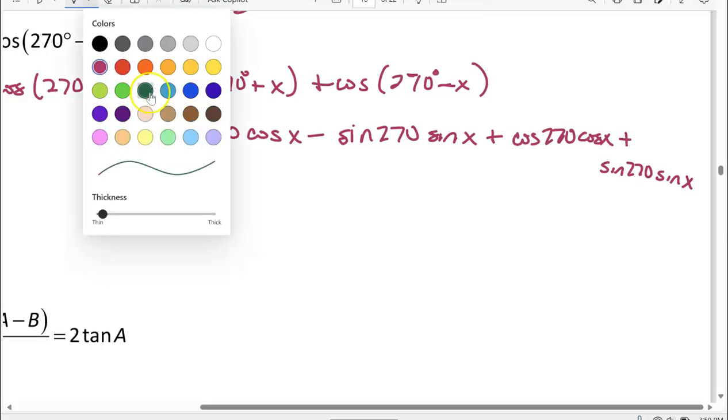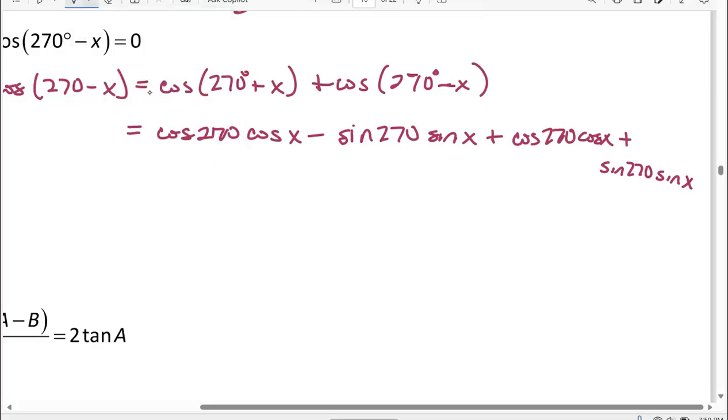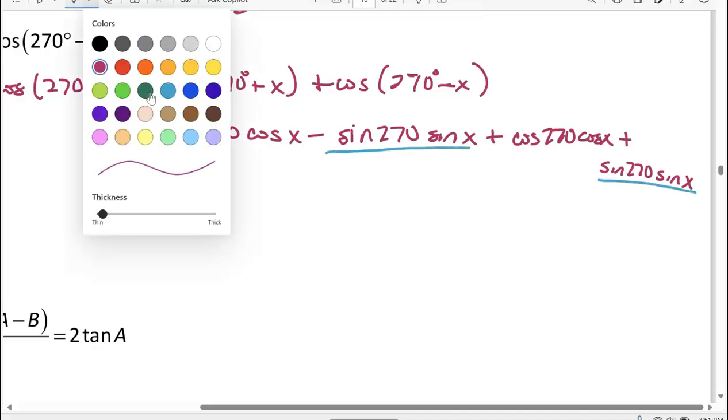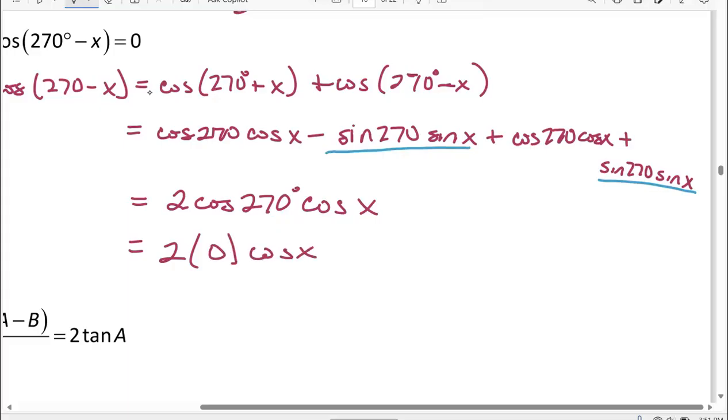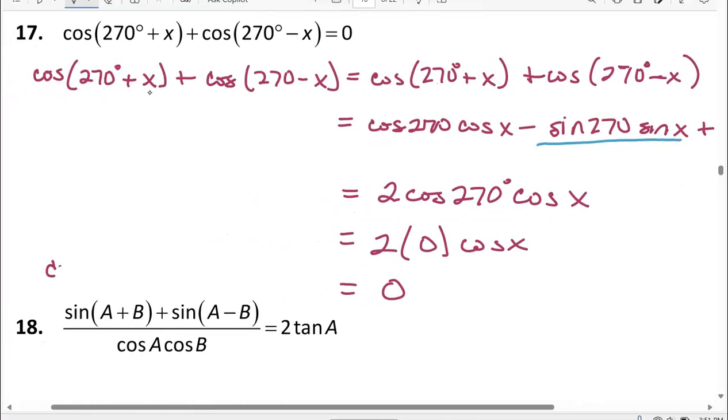You'll notice we have a pair of opposite signed terms. Those will add up to 0. And what we're left with is 2 times the cosine of 270 times the cosine of x. The cosine of 270 degrees is 0. So 2 times 0 times the cosine of x is 0. And now we just need to bring down the left side of the equation.